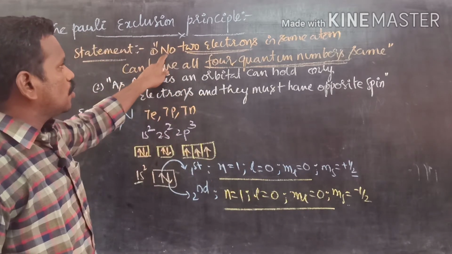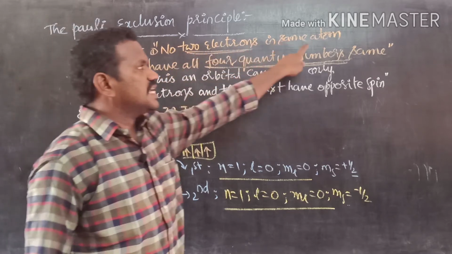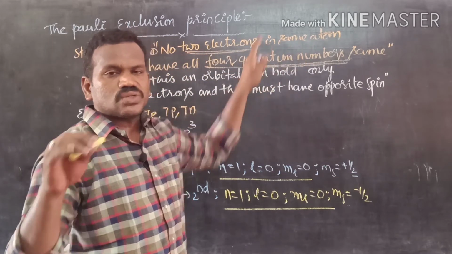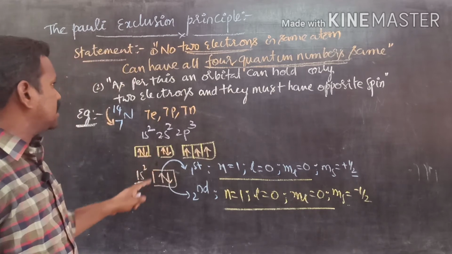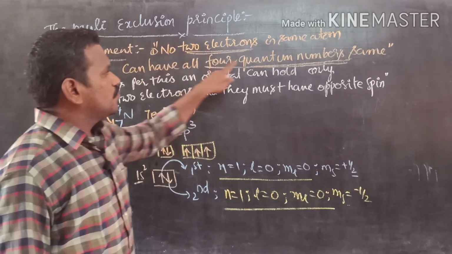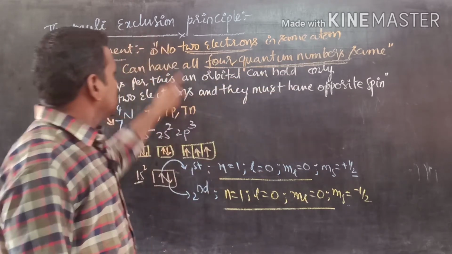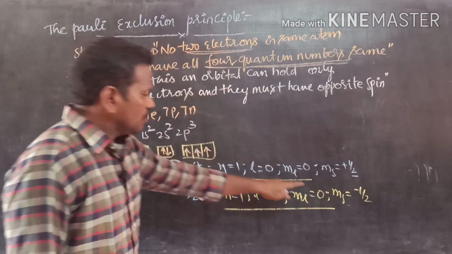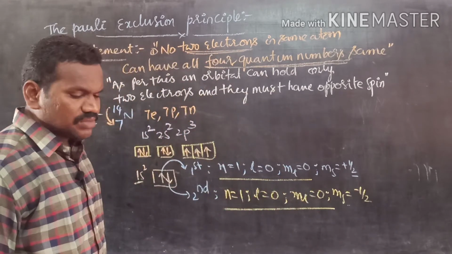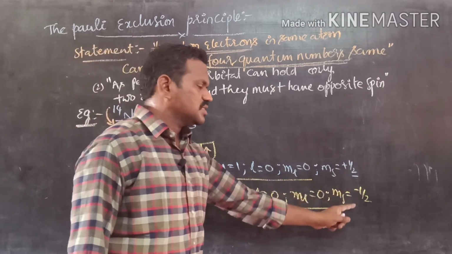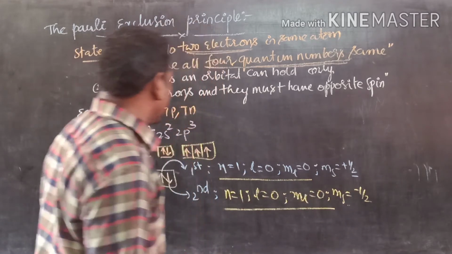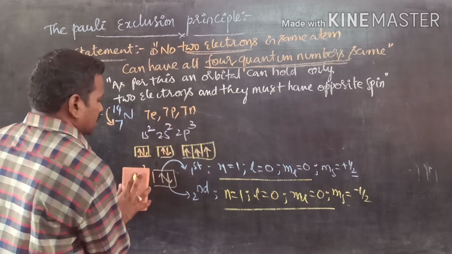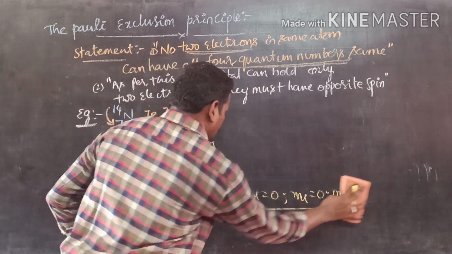See here, no 2 electrons in the same atom can have all 4 quantum numbers the same. For example, 3 quantum numbers may be the same, but there is a difference in the 4th quantum number. Now let us consider one more example in this situation.